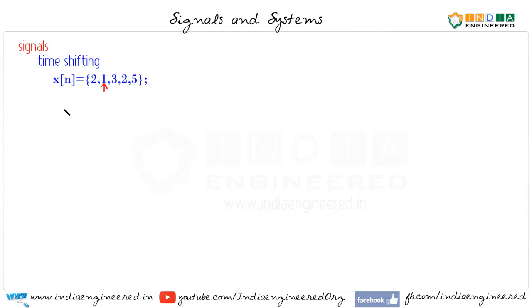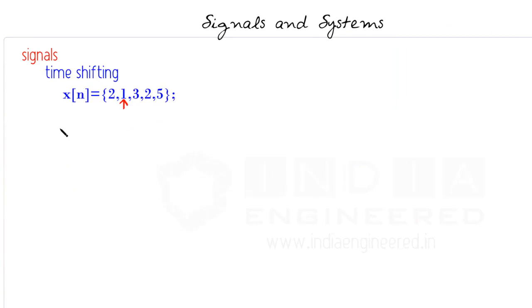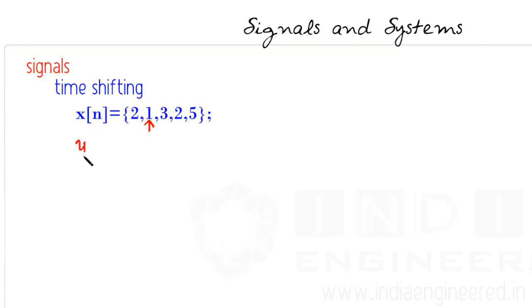So this is our x of n, similar to the previous example, and we need y of n, which is equal to 2, 1, 3. y of n for n equal to 0 is 3. That means we have shifted the signal left, 2, 5.